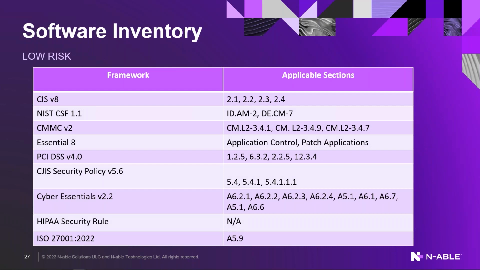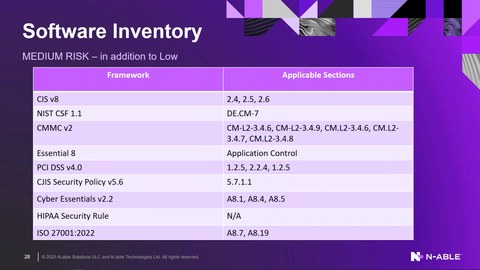For software inventory, low risk, every one of the different controls and frameworks we're referencing today, almost all of them have something to say about software inventory, except for the HIPAA security rule. It doesn't say anything explicit, but if you're going to do the other things that the HIPAA security rule asks you to do, it's going to be really hard to do it without a software inventory. And then when we move up to the medium risk profile, there are even more controls that are being asked for.